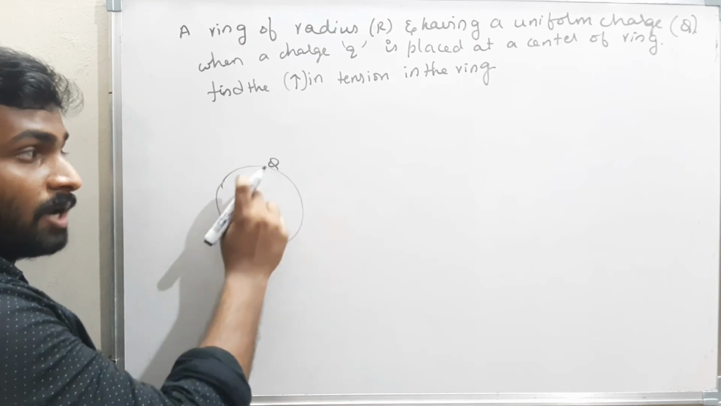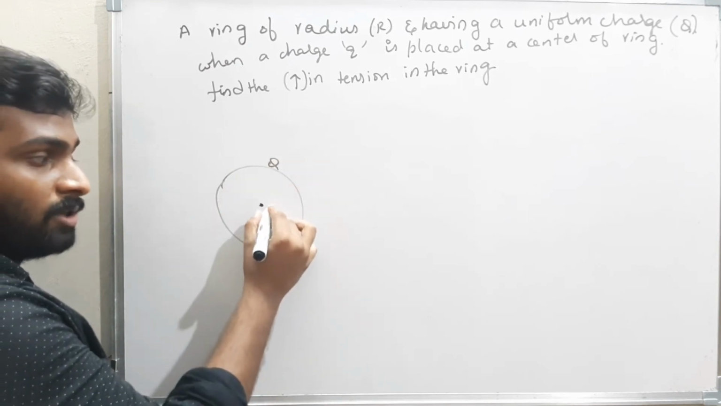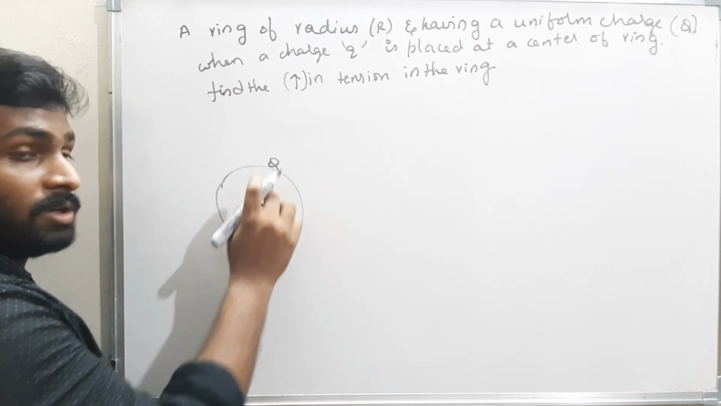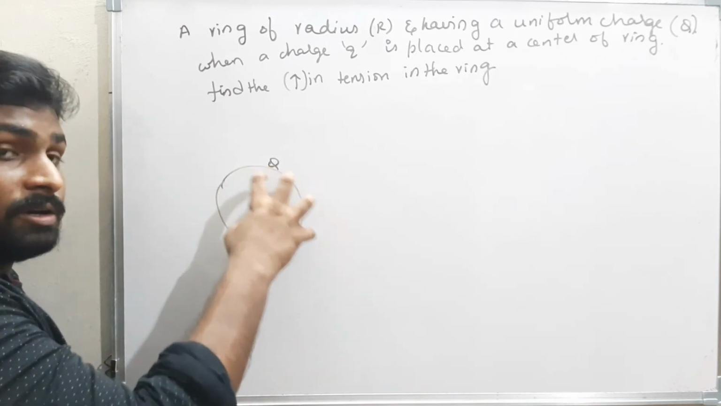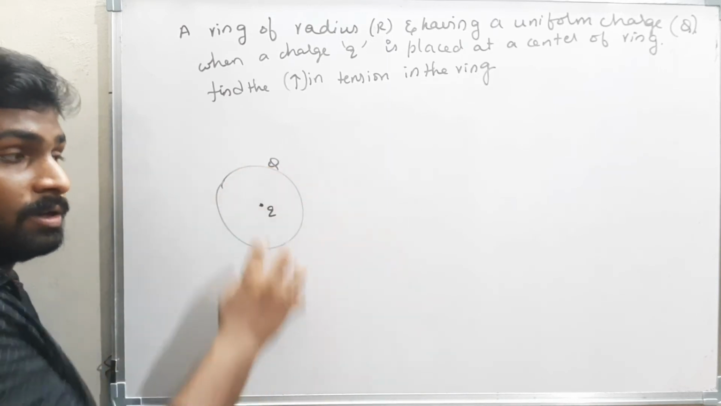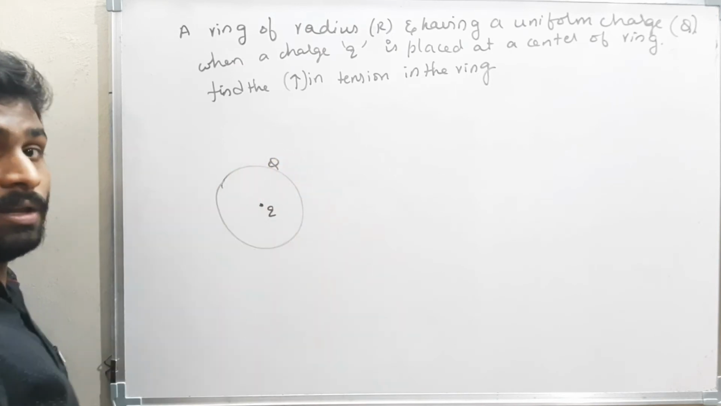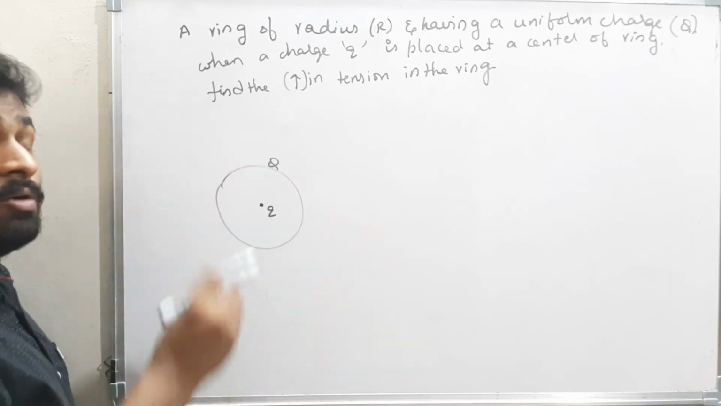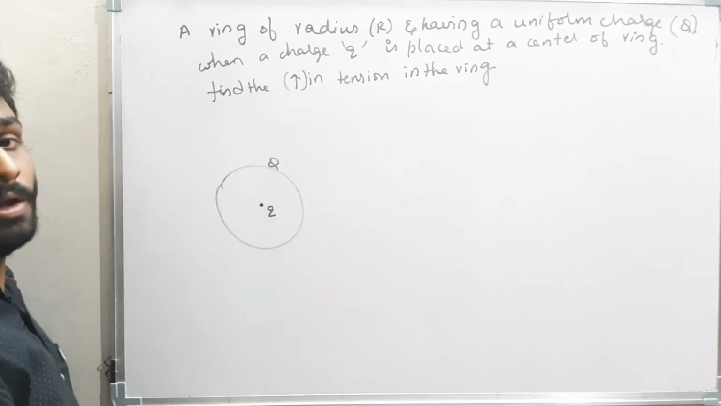This ring is having some charge Q. Now when I place a small charge q here, one more charge, what will happen? This is a charge and this is also a charge. Therefore, this ring will try to expand because of the repulsion. When the ring is trying to expand, then there will be some tension increased in the ring. They told to find how much increase in the tension in the ring. Now how can I do this?